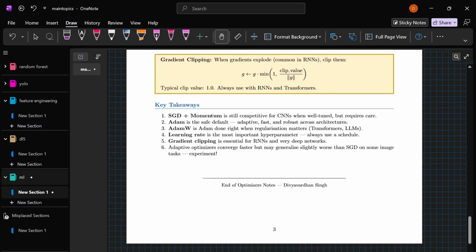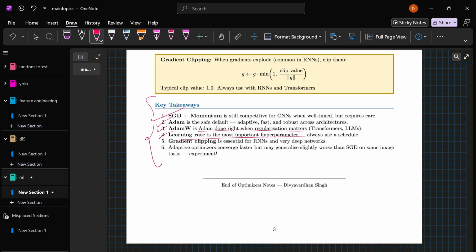Alright, so now we are going to wrap up with the complete takeaways. SGD with momentum is still competitive for CNNs when well tuned, but it needs hyperparameter tuning very carefully. Second, we have Adam, the safe default; it is adaptive, fast, and robust across all architectures. We have AdamW, which does regularization right, where regularization matters. The learning rate is the single most important hyperparameter. Always include a schedule.